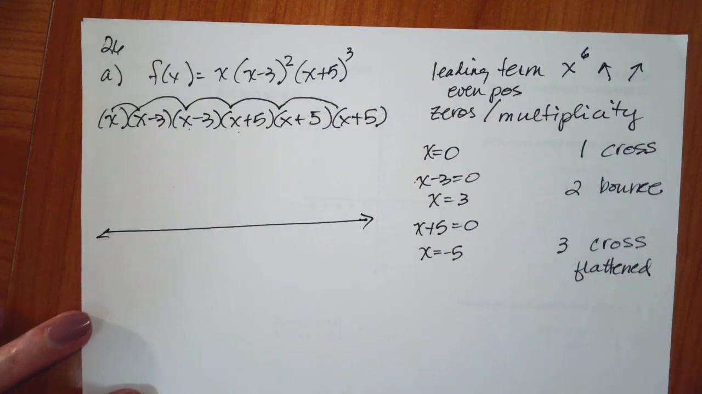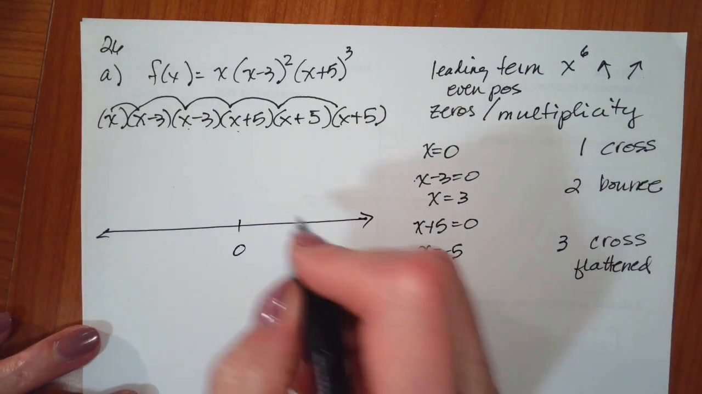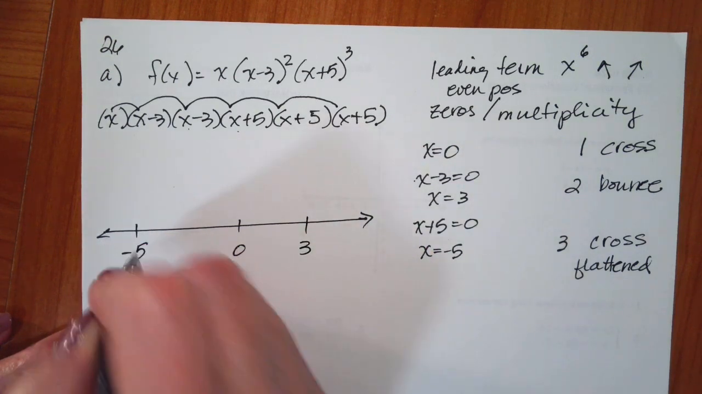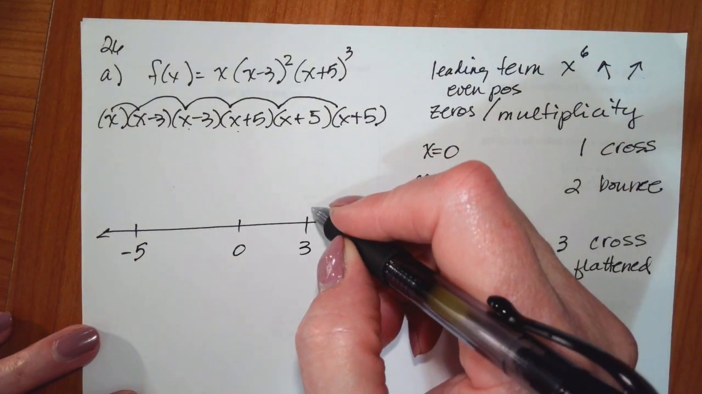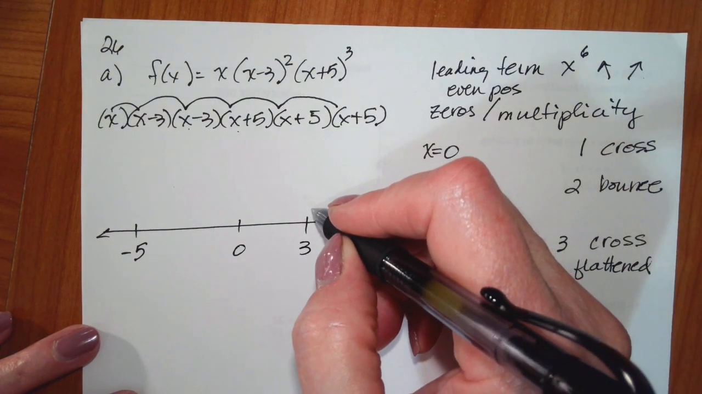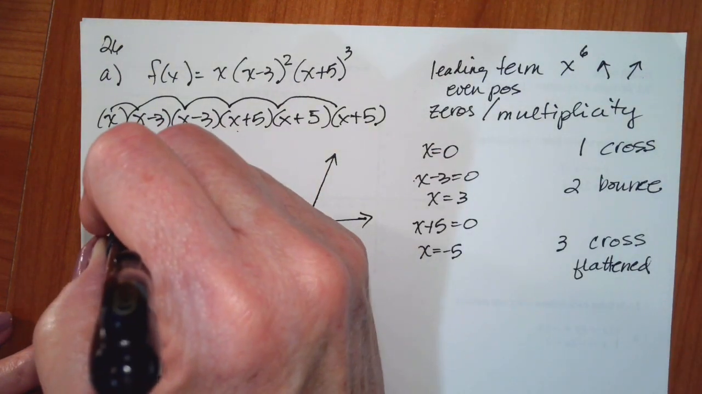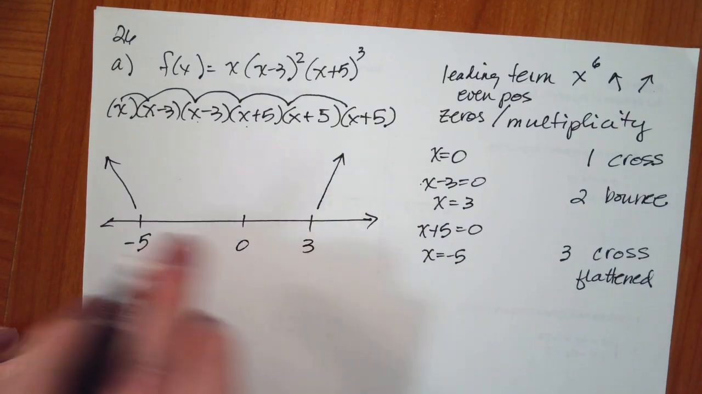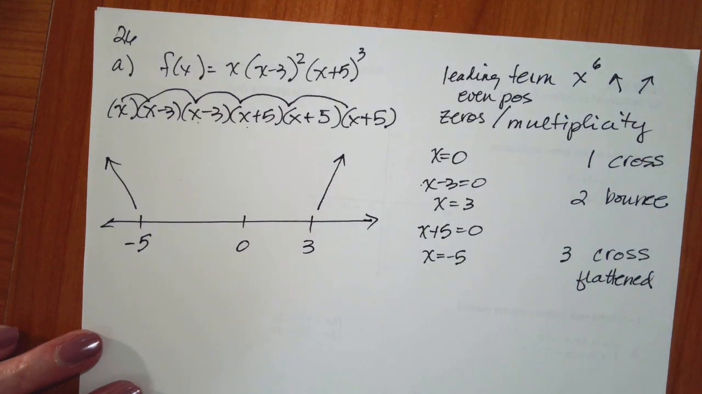Okay, so on my grid, I know I have a 0, I have a 3, and I have a negative 5. Now the end behavior tells me that beyond the 3, it will never cross the axis again, so it's just going to go up forever and ever. Same thing at the negative 5. These are the only places it touches the x-axis, so once it goes above it, then it's on its way.